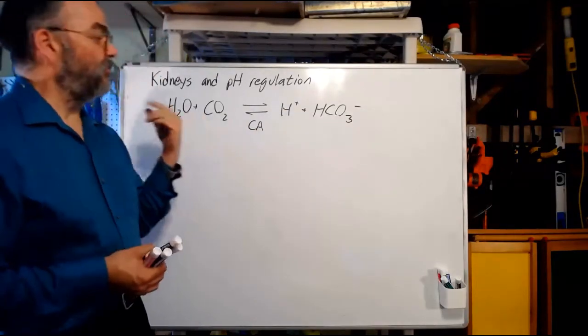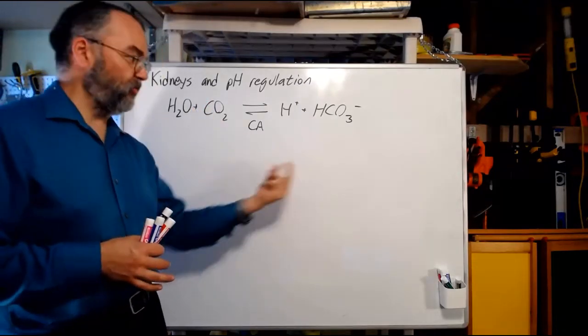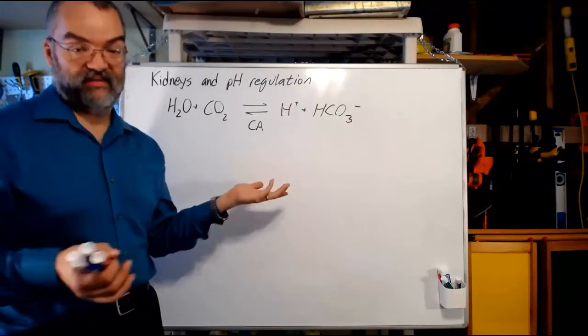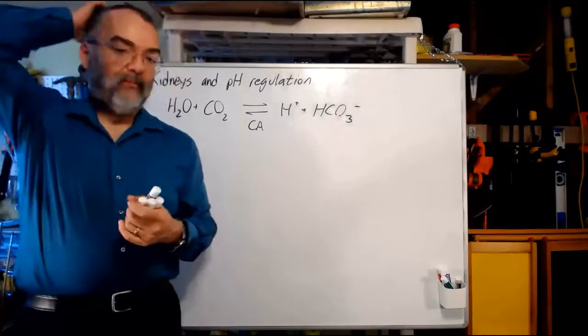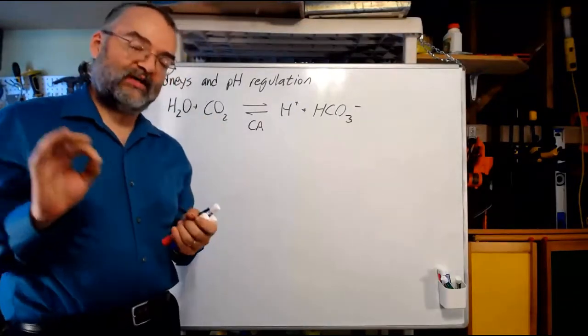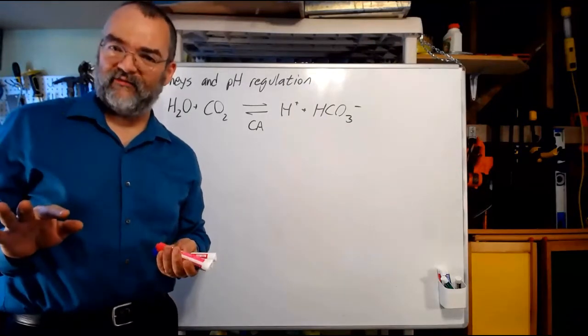So we can adjust pH by adding CO2 or removing CO2, or adding bicarbonate or removing bicarbonate, or even adding this and removing that directly. So that's going to be one of the tools that we use. Now, before we talk about how the kidneys regulate pH, let's talk about why pH might vary.